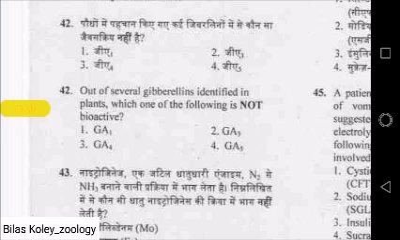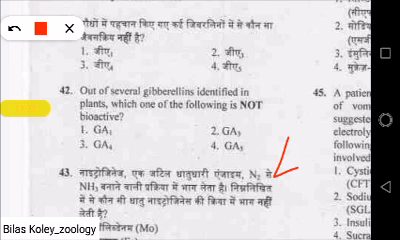Now we will discuss question number 42. Out of several gibberellins identified in plants, which one of the following is not bioactive? And the options are GA1, GA4, GA3 and GA5. In this question, the right option is option number 4.